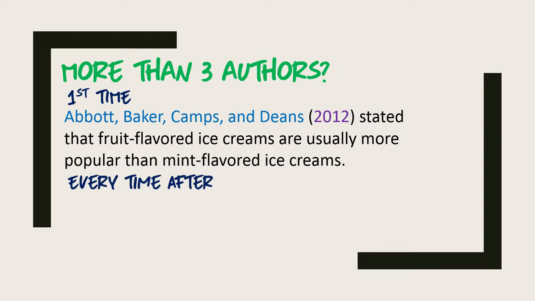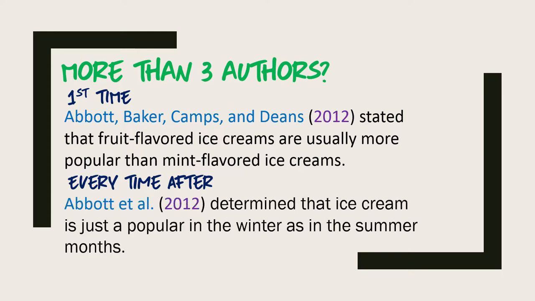What happens if I have more than 3 authors? Your citation would be, as discussed earlier, the first time you cite it in your paper. If you cite it again, however, you don't have to write all the authors out again. Instead, you would use et al., which essentially means and others. So the first time I cite it, it might look something like this.